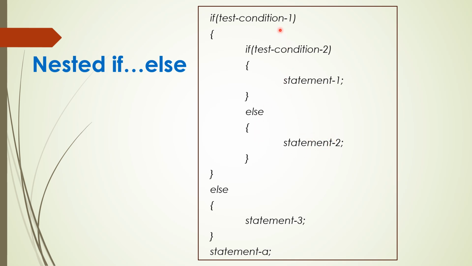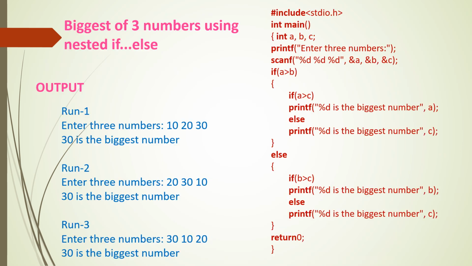If my test condition 1 is true and my test condition 2 is also true, statement 1 will be printed. If my test condition 1 itself is false, then my statement 3 will be printed. This is how it goes. Let us check with an example.